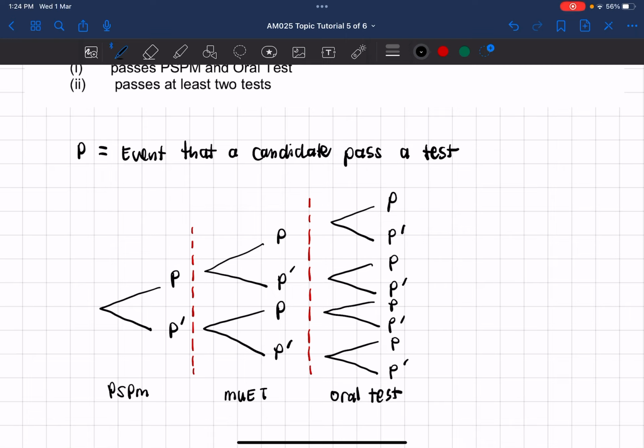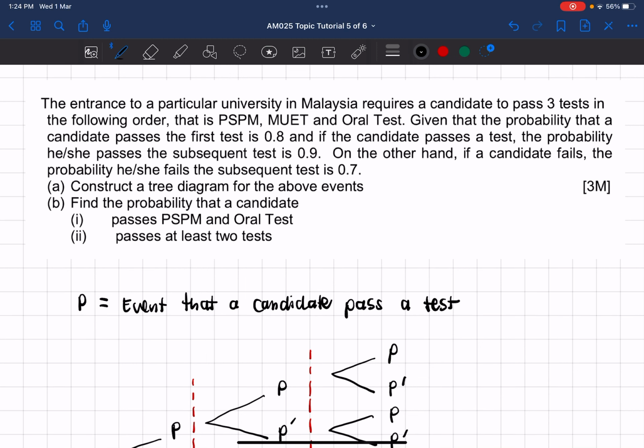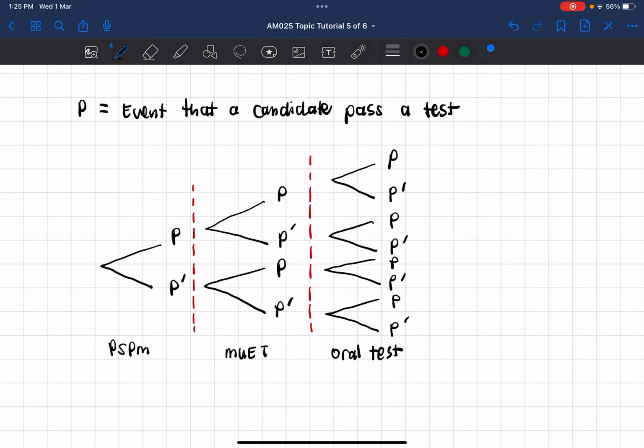Okay, now let's read again. Given that the probability that a candidate passes the first test is 0.8. So for the first test, if he or she passed, the probability is 0.8. If we complete our tree diagram, the total is 1. So if he or she failed, it is 0.2.